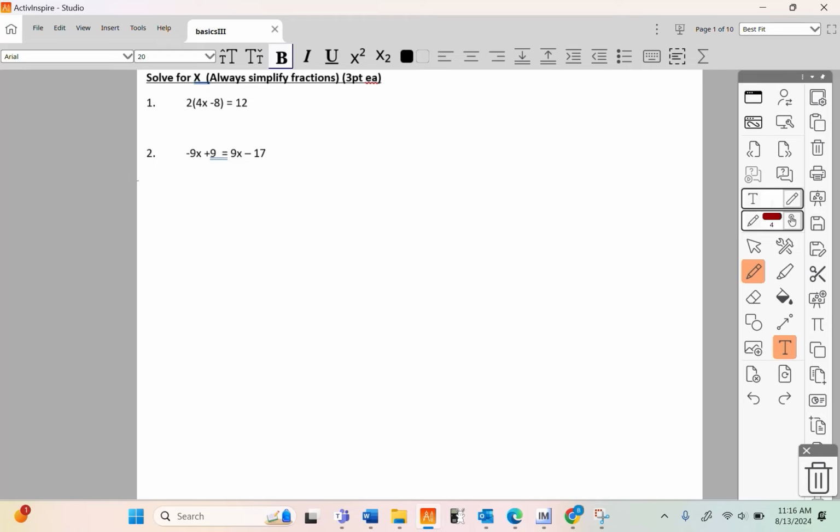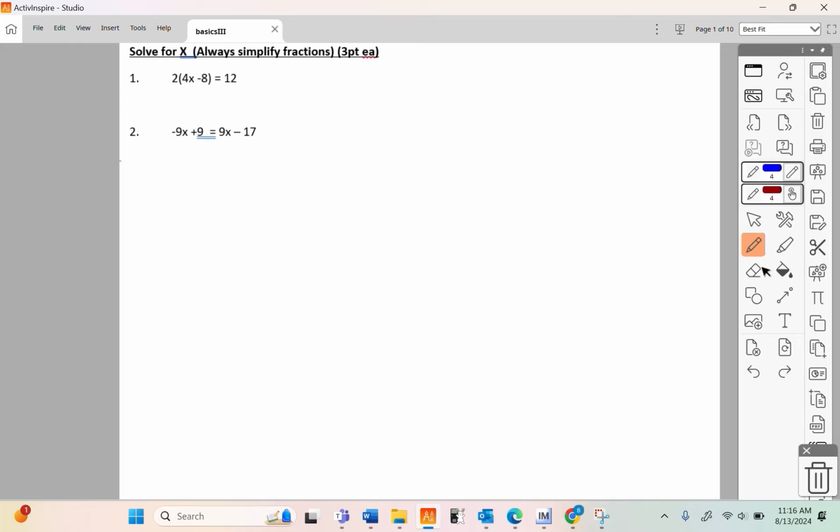All right, so I got basics 3 in front of me here. Hopefully, the first 3 you run through pretty easy. Number 1, we're just making sure we can do the distributive property here. Number 1 could be done a different way, and I'll do it the other way, but it just depends on the numbers you see. So 2 times 4x is 8x.